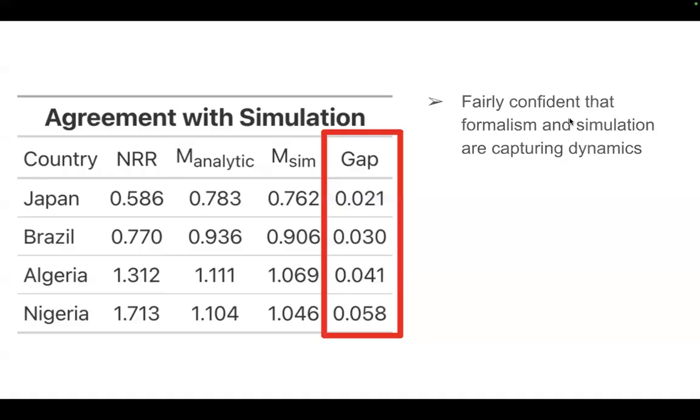And so we're pretty confident from this that the formalism and the simulation are capturing the dynamics that we want them to. One thing I've noticed while testing this is that the agreement is somewhat better for lower growth rates, as we can see by the gap getting bigger as we go to higher growth rates, down this column. But even in a case like Nigeria, where the population is growing really quickly, the gap isn't so large. So we're not really worried that anything is fundamentally broken here. But there are always going to be issues with making a continuous process discrete in simulation and so on.